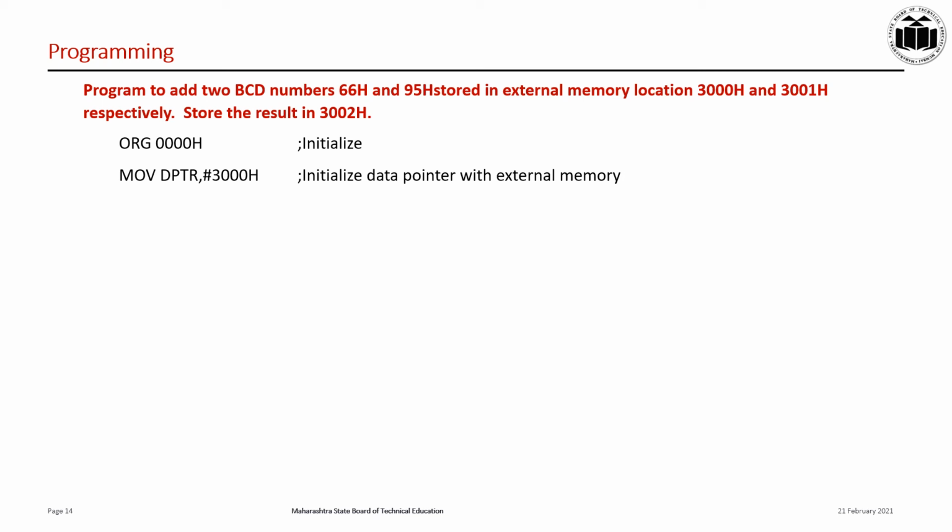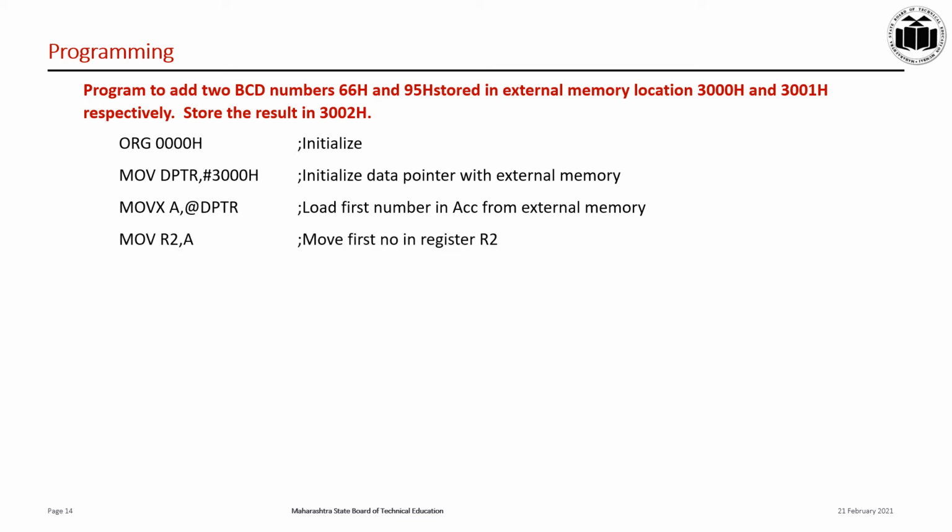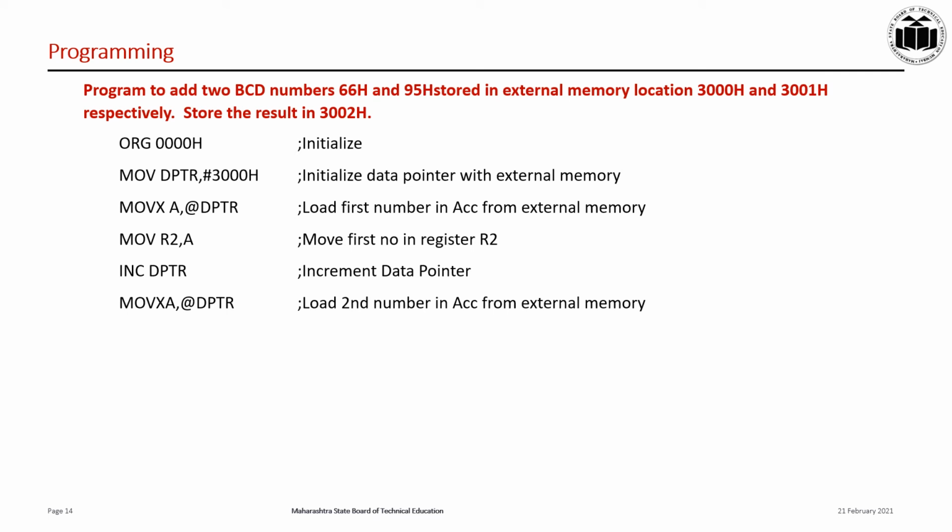This will initialize data pointer with external memory. MOVX A, @DPTR. This will load first number in accumulator from external memory. MOV R2, A. This will load first number in register R2. INC DPTR. This will increment data pointer. MOVX A, @DPTR. This will load second number in accumulator from external memory.